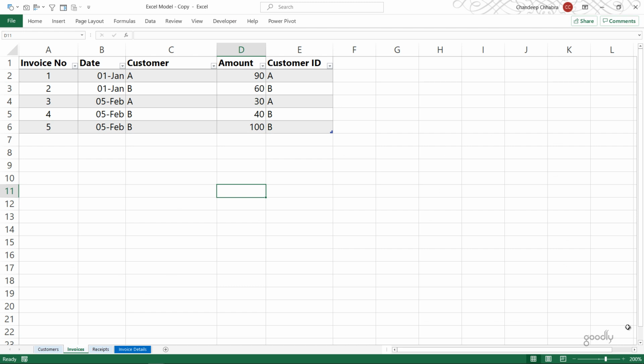In this Excel file, the first sheet that I have is the invoices sheet. You have very simple columns like invoice number, the date of the invoice, the customer to whom the invoice was issued, and the amount on the invoice. Really simple, nothing too complicated.